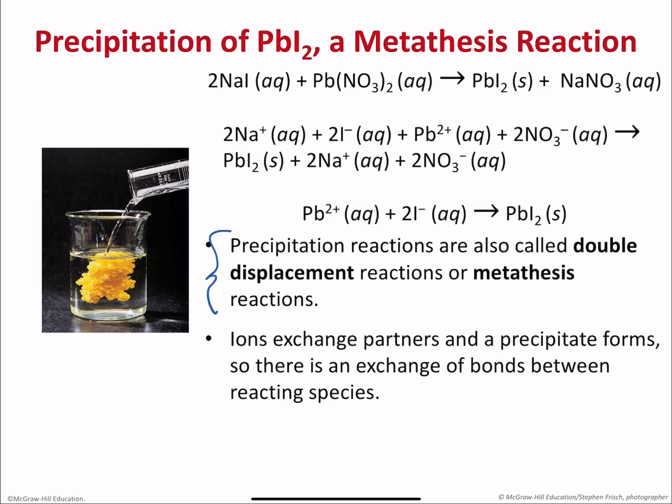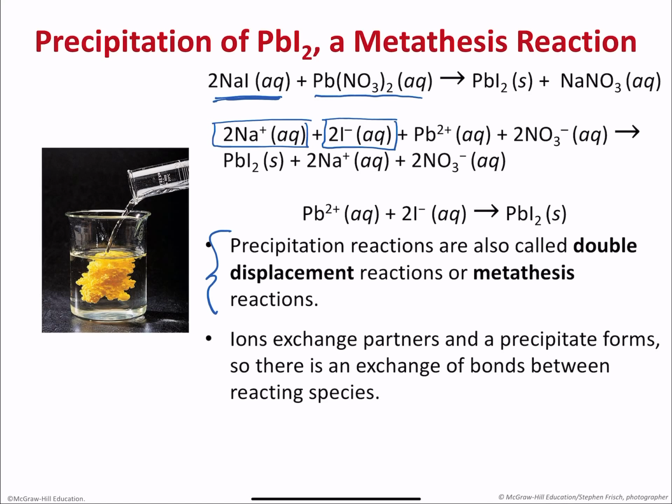So let's see what's going on in this reaction. I'm taking an aqueous solution of sodium iodide, and I'm combining it with an aqueous solution of lead 2 nitrate. And if you remember, nitrates are soluble. So I take a look at all the possible ions. If I evaluate my sodium iodide, I have a sodium ion. I have 2 sodium iodides, so I'm going to write out that I have 2 sodium ions. I have 2 sodium iodides, so I'm going to have 2 iodides.